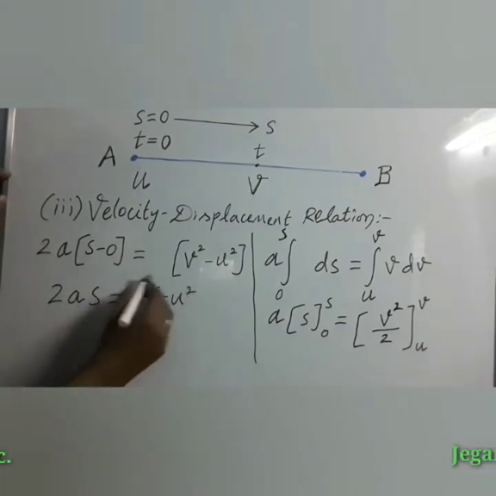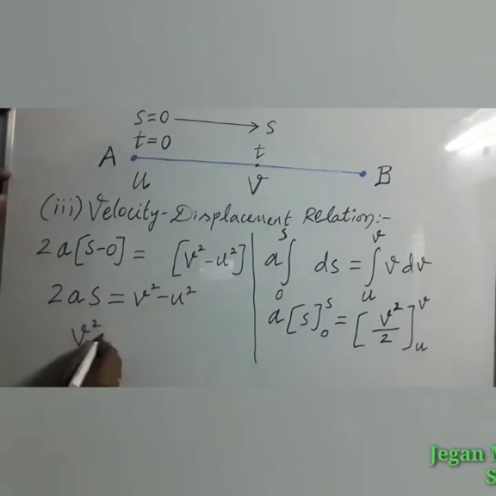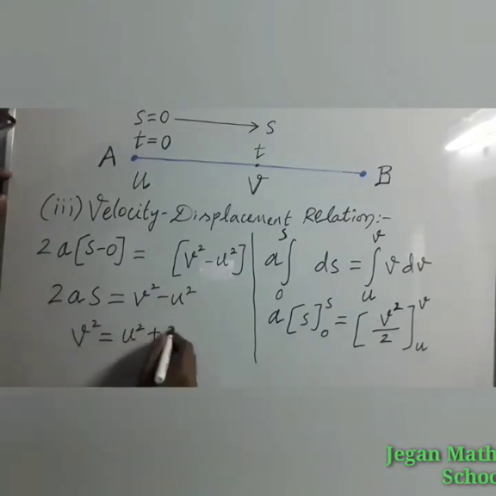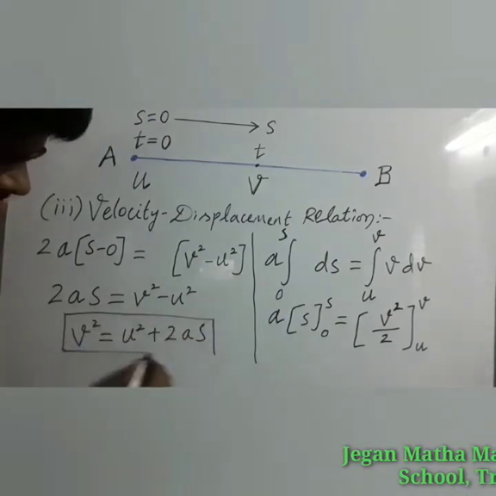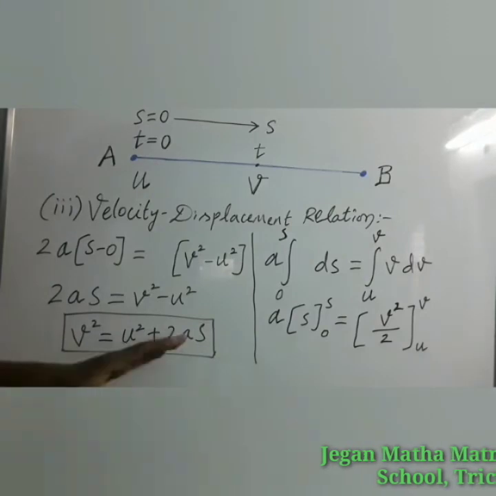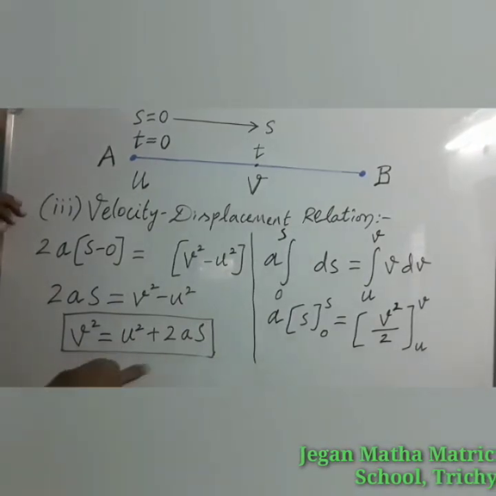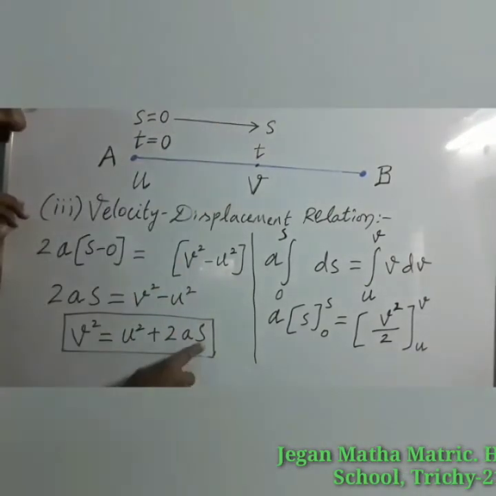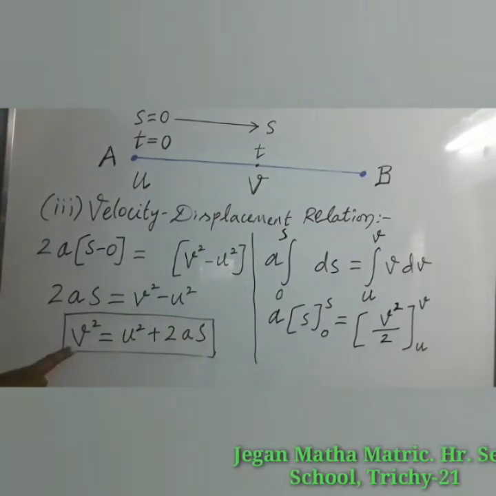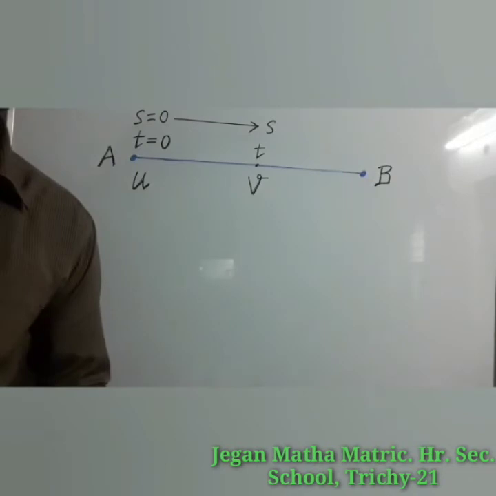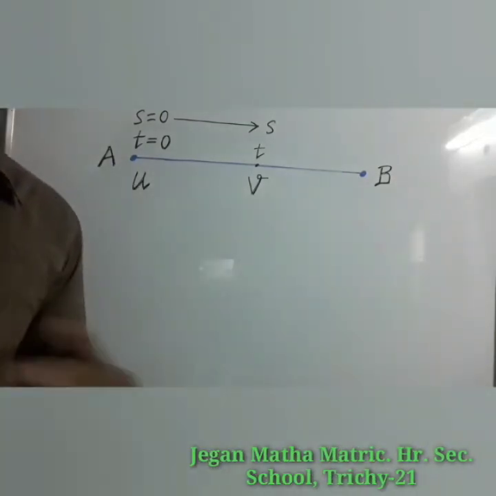And what is the expression for the final velocity? v square is equal to, minus u square can be taken this side, u square plus 2as. It is only known as third equation. In this equation there will be no time. If you know the initial velocity and acceleration and displacement, by substituting the values you can find the final velocity. We can derive the displacement in terms of initial velocity and final velocity.